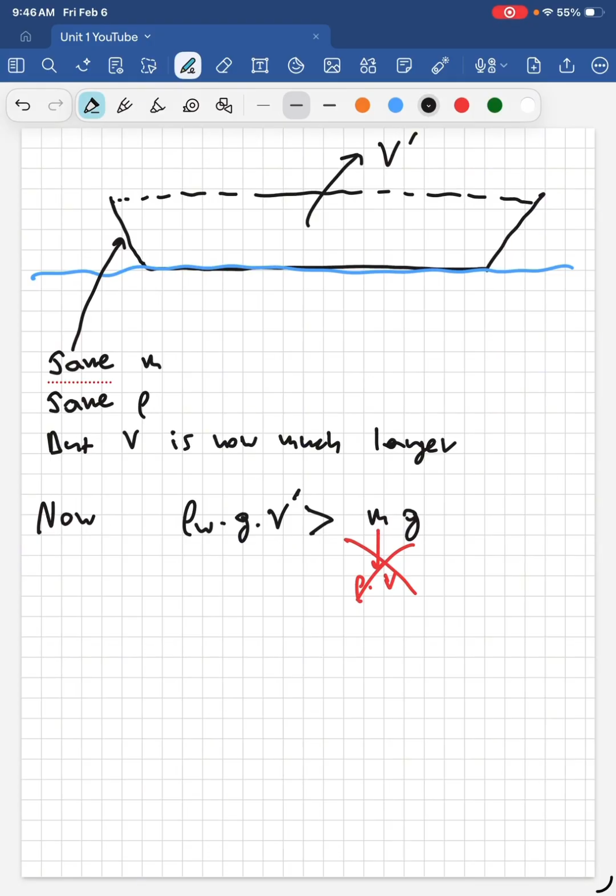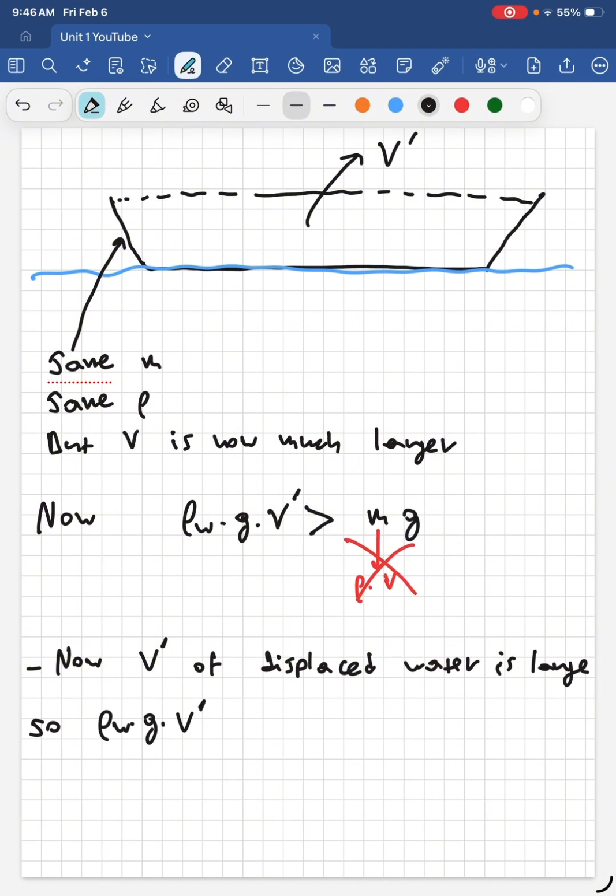So let's write this down. Now the volume of displaced water is large. So the density of water times g times V prime is larger than before. So upthrust is larger than the weight and the boat floats.